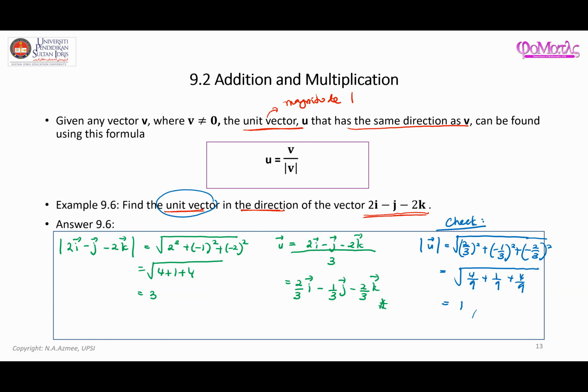All right, if you want to change the form of this vector to the other form, what we can do is we can also say that u is the vector 2 over 3, negative 1 over 3, and negative 2 over 3. Okay, all right, that's all for now.